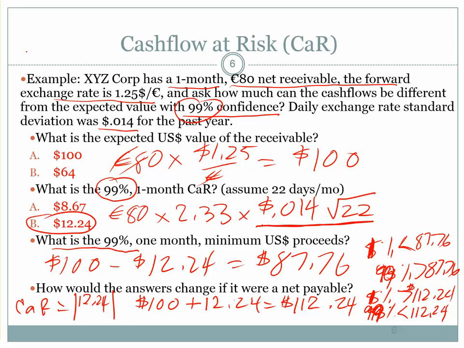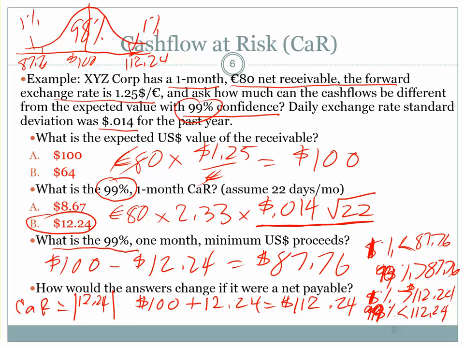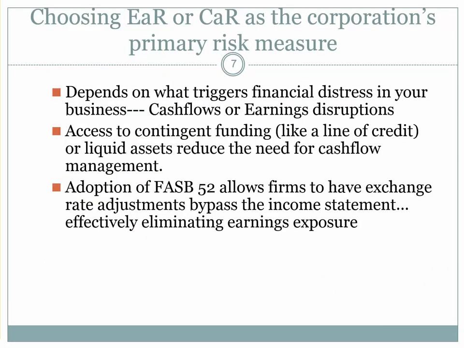Or I could draw it up here and say, well, I expect to pay $100 for this. There's a 1% chance that it's going to be less than 87.76, and a 1% chance it'll be greater than 112.24. So if you want to talk about a confidence interval, a two-tailed test, there's a 98% chance that it's between 87 and 112. So this is cash flow at risk.